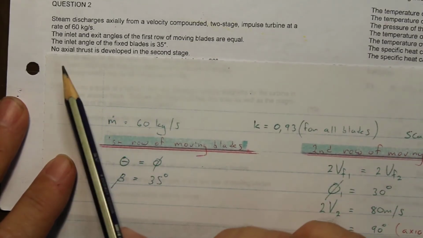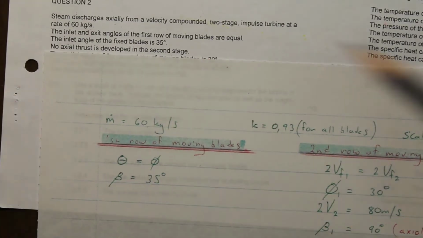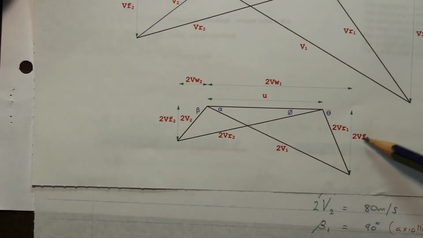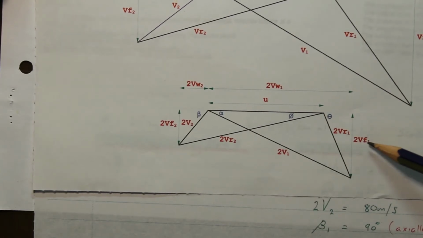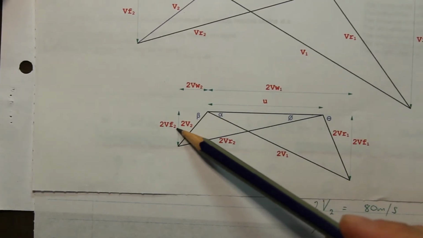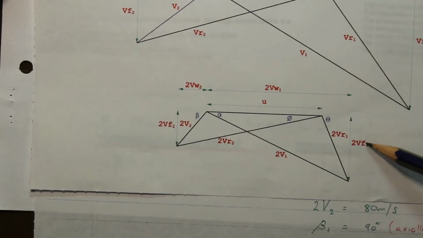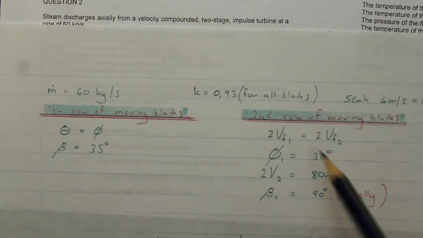Then it says here that there is no axial thrust developed in the second stage. Now, what does that mean? If we go to the second stage over here, it means that the velocity of flow across the blades must be equal, so vf1 equals vf2. So I've written it there: at the second row of moving blades, 2vf1 equals 2vf2.